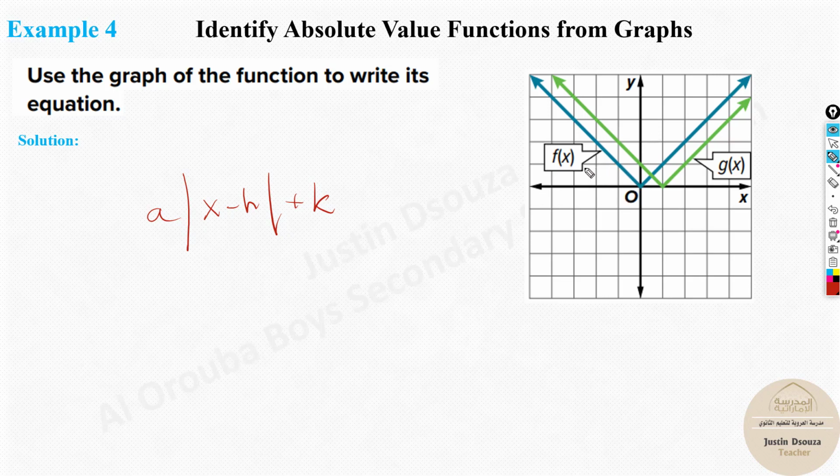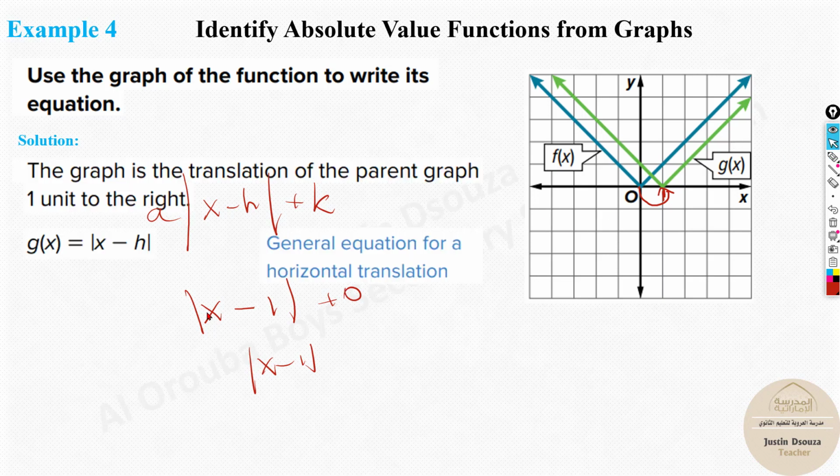Here, this blue is the parent function f of x. What is happening here? One unit to the right. One to the right side, so it'll be x minus 1. If it's the right side, it's written as minus 1. Use the modulus symbol. Now, is it going up or down? No, it's plus 0, but we don't write plus 0, so my answer is x minus 1. That would be the answer.